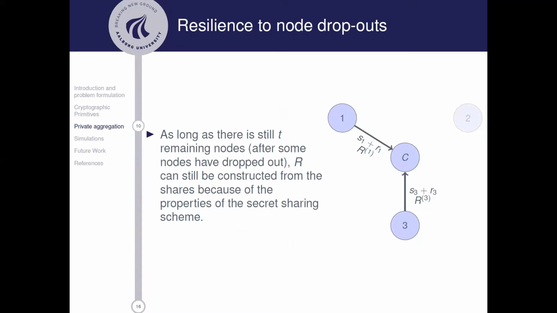As I've already mentioned, this method is resilient to node dropouts. That is, if node 2, for instance, drops out after the preprocessing phase, then as long as there are still T remaining nodes, the remaining nodes can carry on without having to do the preprocessing phase over again. And this is because node C will still be able to generate big R from the remaining shares of R. And this is again because of properties of the secret sharing scheme.